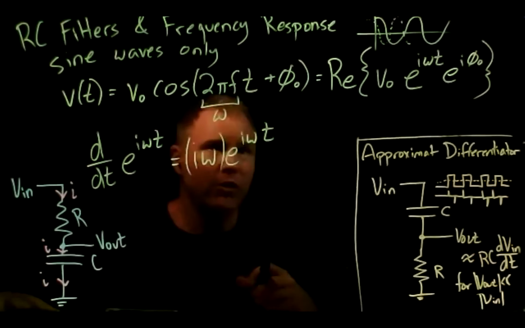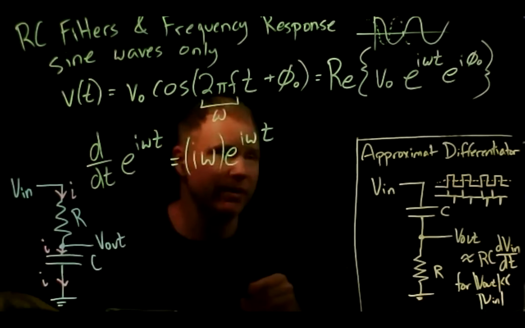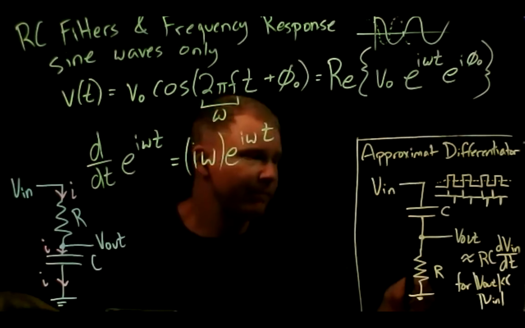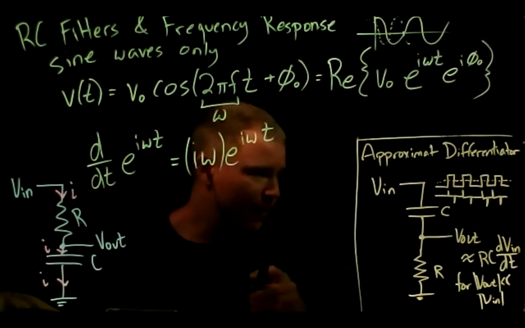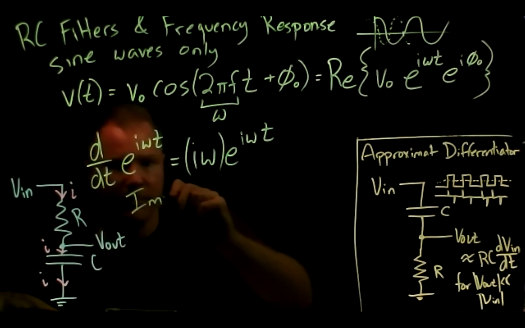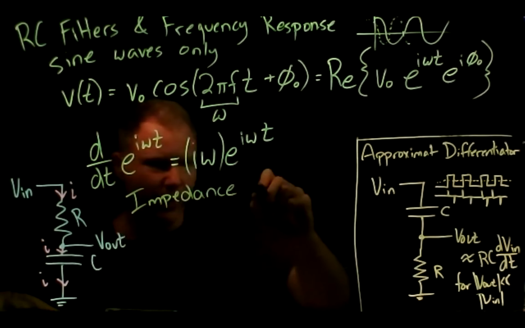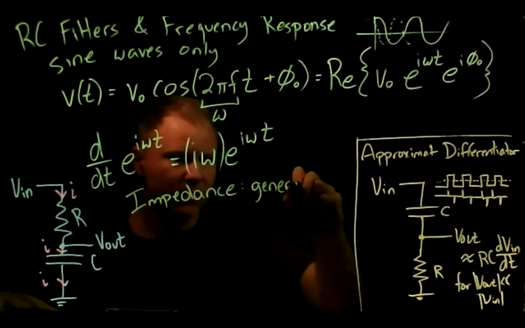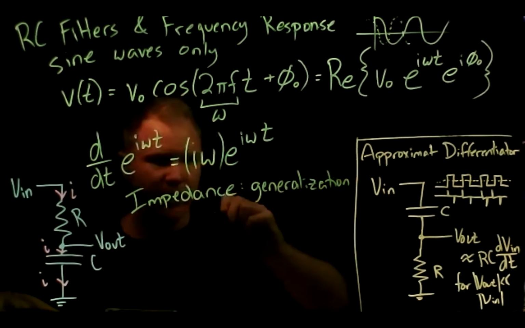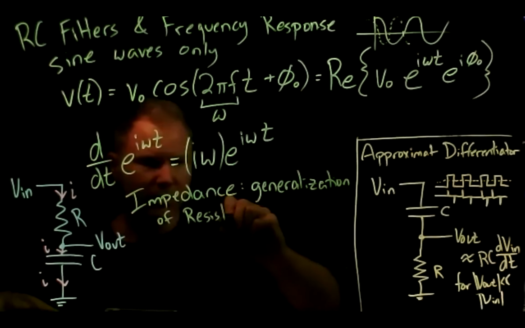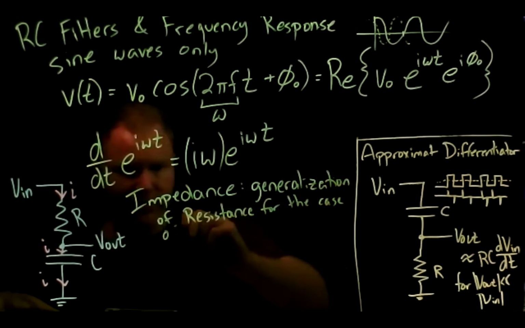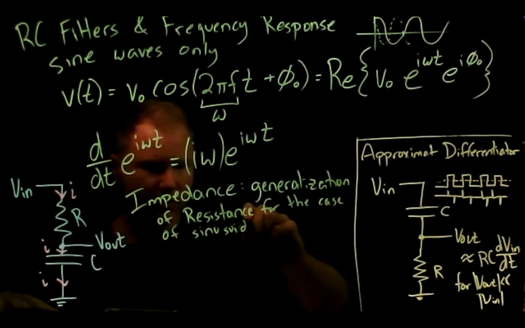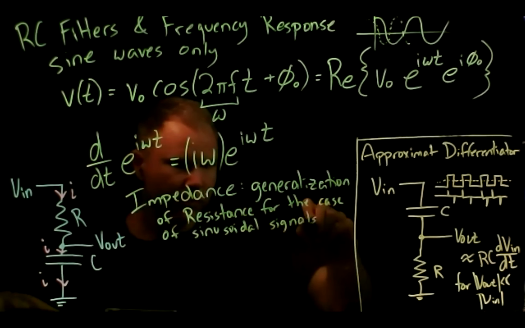And so we're going to turn all of our beautiful real sines and cosines mathematically into the real parts of complex numbers. And we're going to do a bunch of math with the complex numbers. And at the end of the day, we can take the real part and get back sines and cosines. So that's the whole idea of this thing called impedance. It's a generalization of resistance for the case of sinusoidal signals.